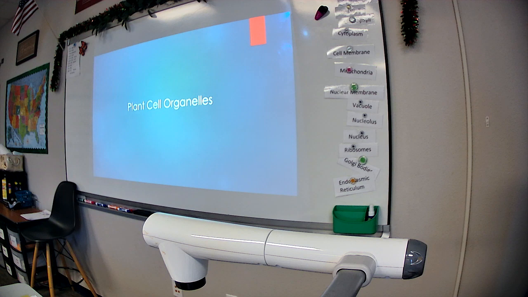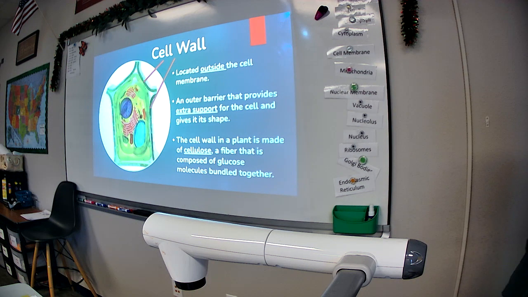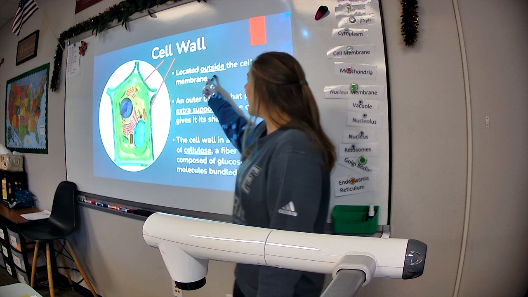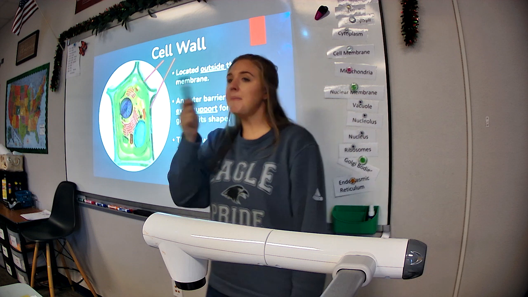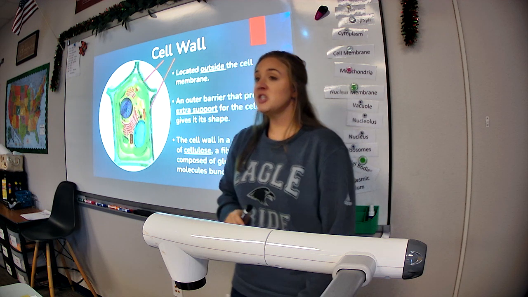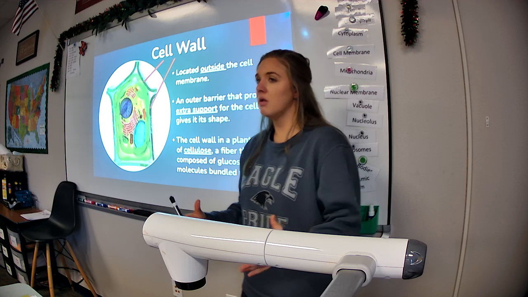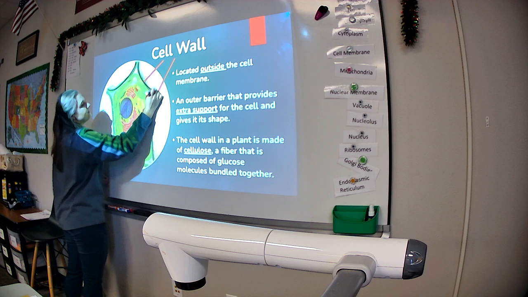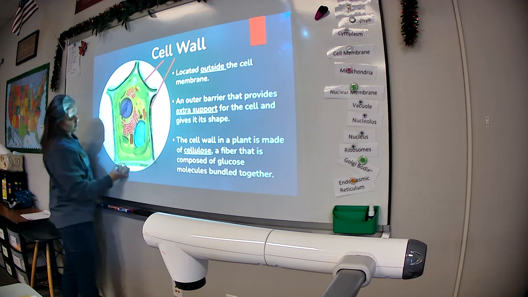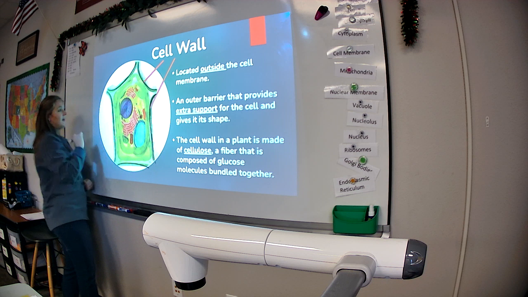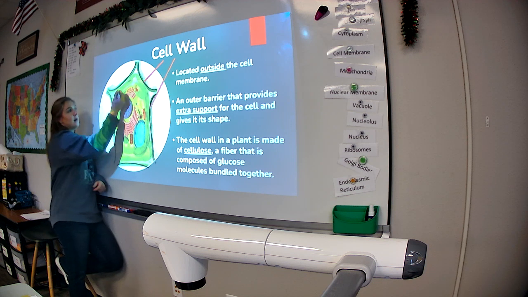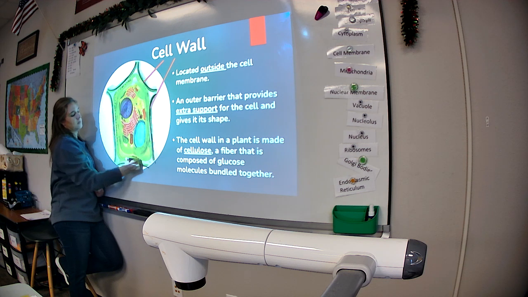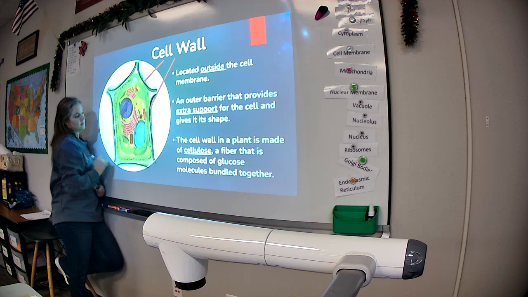All right. So, plant cell organelles. First, plant cells have a cell wall. It is located outside the cell membrane. Now, this does not mean they don't have a cell membrane. They just have the cell membrane plus the cell wall. Look up here. It's all right here. It's also what gives it a square shape as opposed to a circle. The cell membrane, I'm going to outline in a dotted line all the way around.